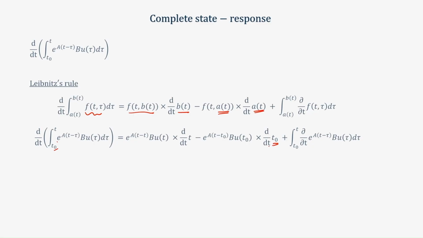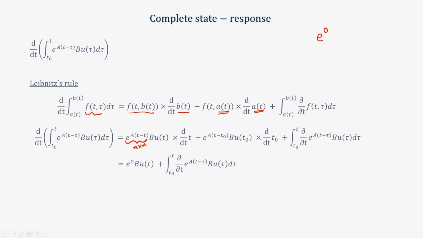So, tau will be replaced by t naught, B u of t naught, d/dt of a(t), but a(t) is t naught here. So, we have d/dt of t naught, plus the integration from t naught to t of the partial derivative with respect to t of the function, again e to the power of A (t minus tau) B u(tau) d tau. Now, it is easy to notice that this part will go to 0, because that is a constant. So, we will be left with e to the power of A (t minus t) B u(t), plus the integration from t naught to t of the partial derivative of e to the power of A (t minus tau) B u(tau) d tau. Now, what is this expression? What is e to the power of 0? Again remember, this is an n cross n matrix.